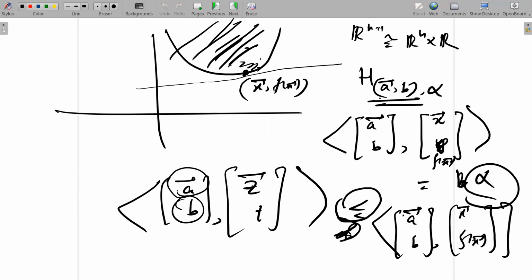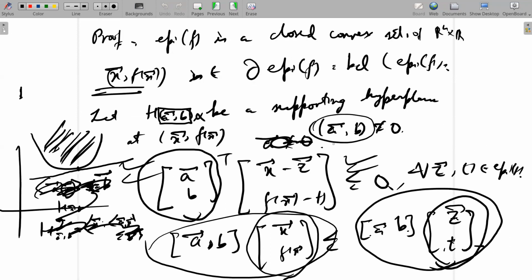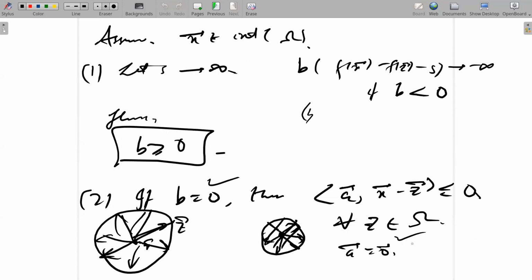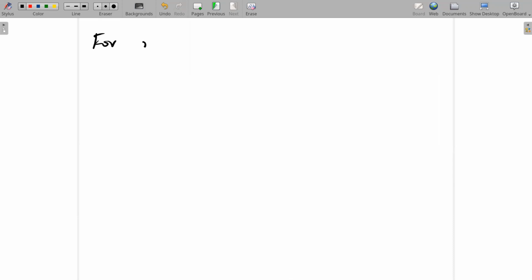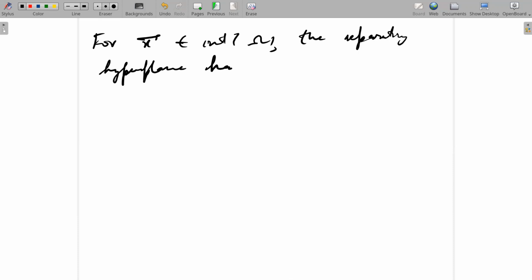But when we started with the separation theorem, we assumed that this outer normal vector is non-zero. So that must mean that b cannot be 0. So that's not possible, and that's what we have concluded. So here we have concluded b is bigger than or equal to 0. And then assuming x is in the interior, we have concluded that b cannot be equal to 0. So summarizing: for x belonging to the interior of omega, the separating hyperplane has a strictly positive offset, if you want to.